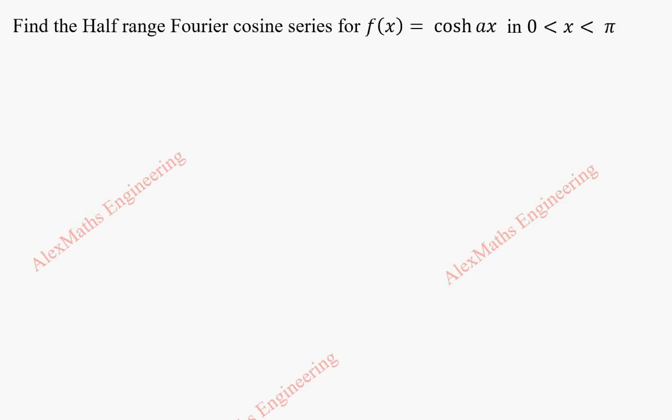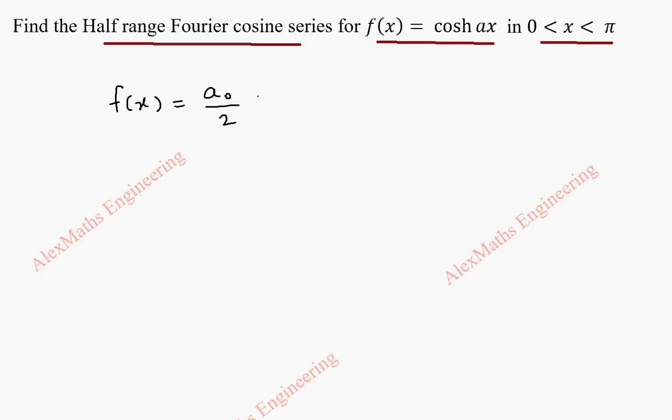In this video, we are going to find the half-range Fourier cosine series for the given function f of x, which is cosh ax in the interval 0 to pi. As a first part, we are going to write the formula. f of x is a naught by 2 plus summation n is 1 to infinity a n cos n pi x by L, but L is pi, so we get only cos nx.